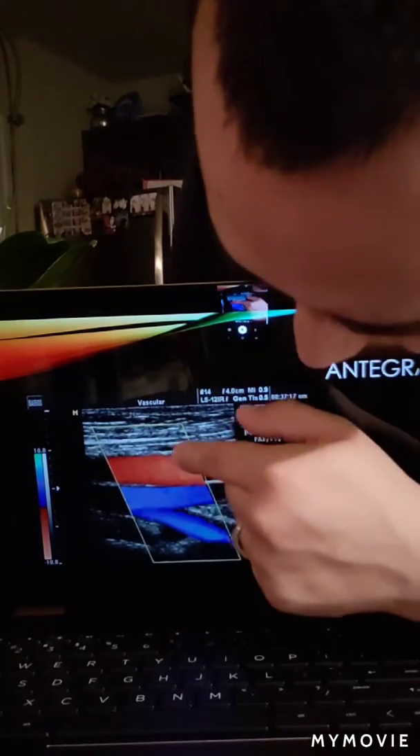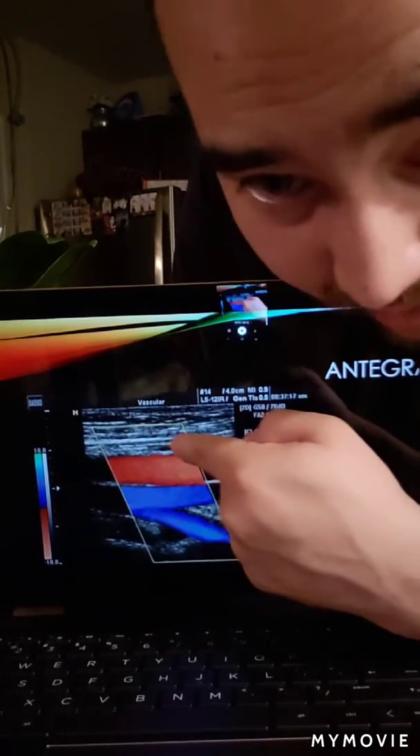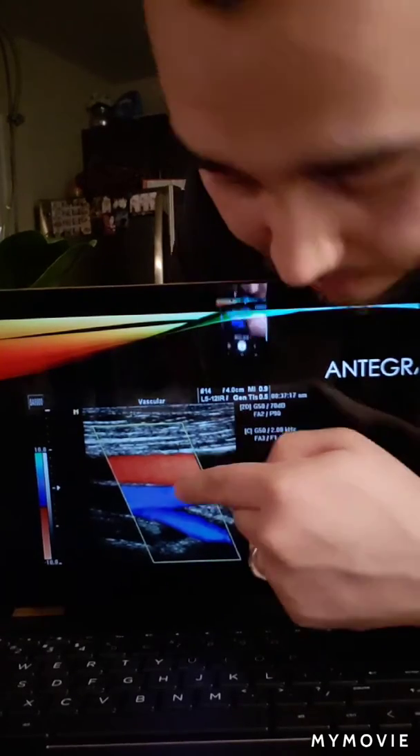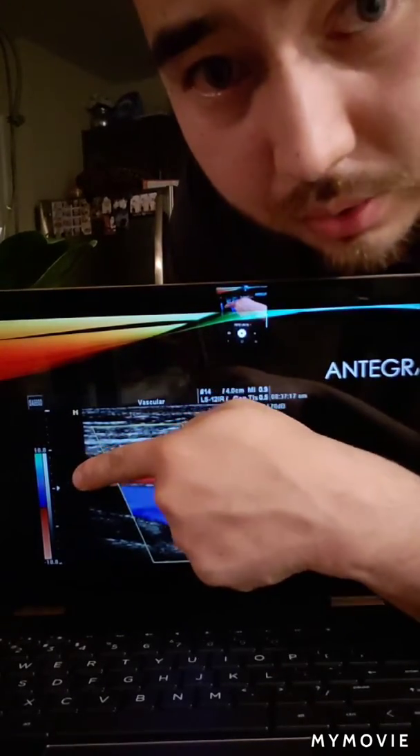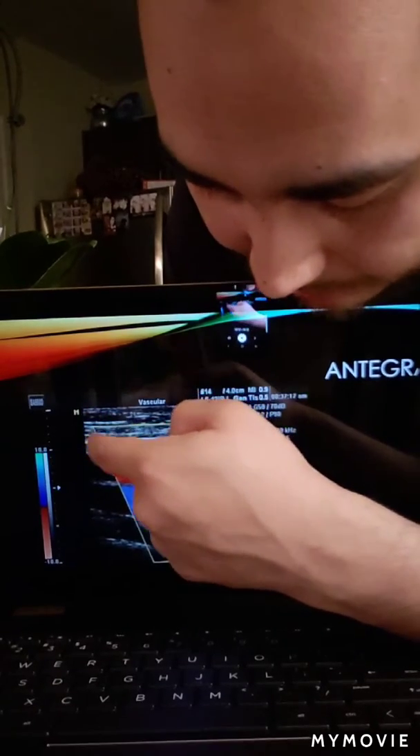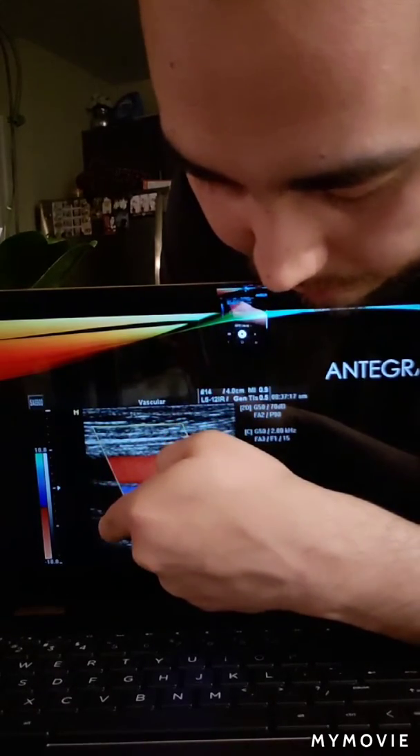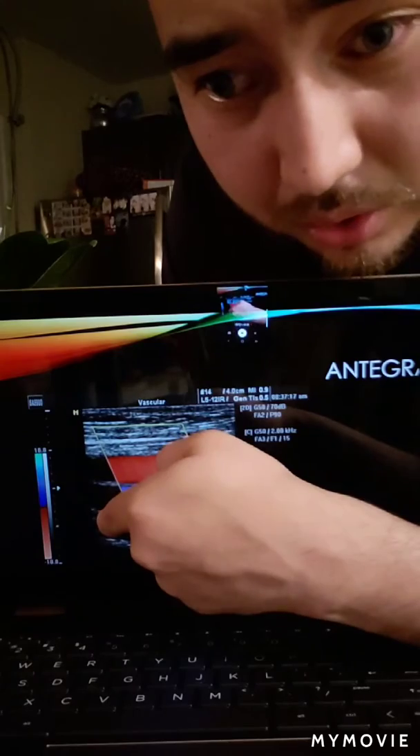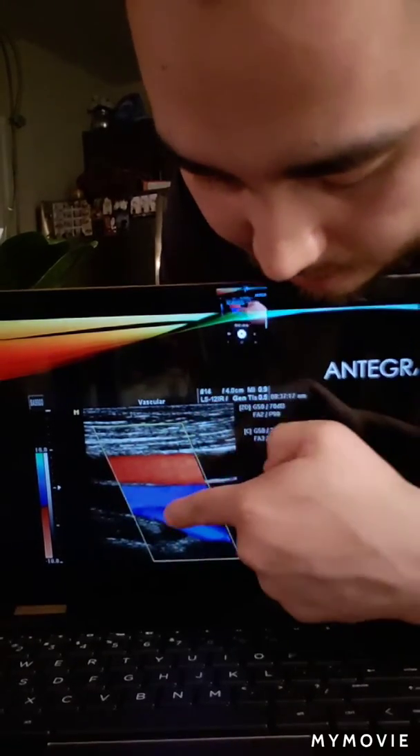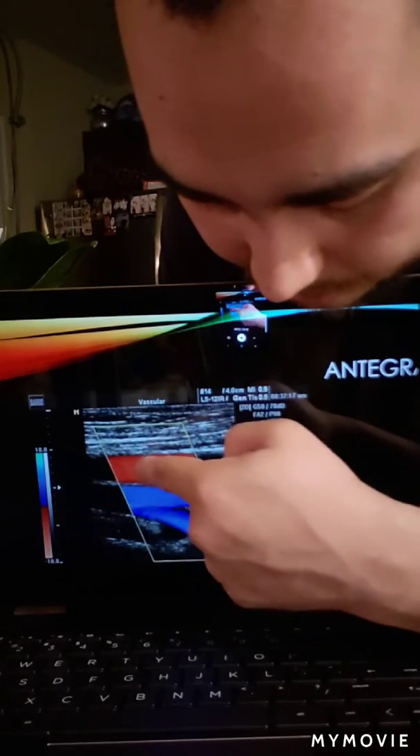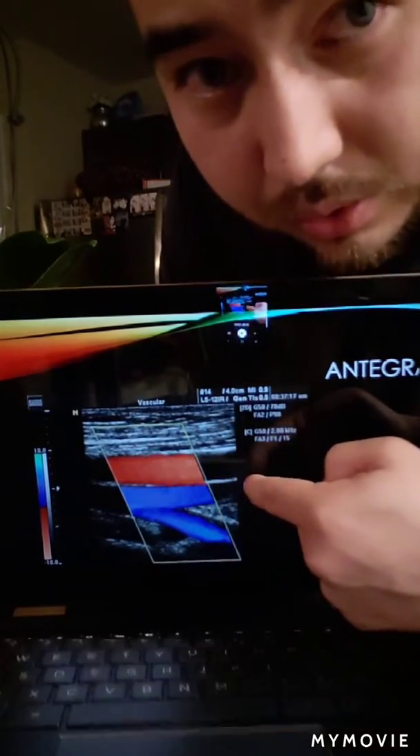So here, the artery would be traveling away from the transducer, and the femoral vein would be traveling towards the transducer because of that imaginary line here, knowing that the transducer notch is towards the patient's head. That tells you that this is going towards the transducer and this is going away from the transducer.